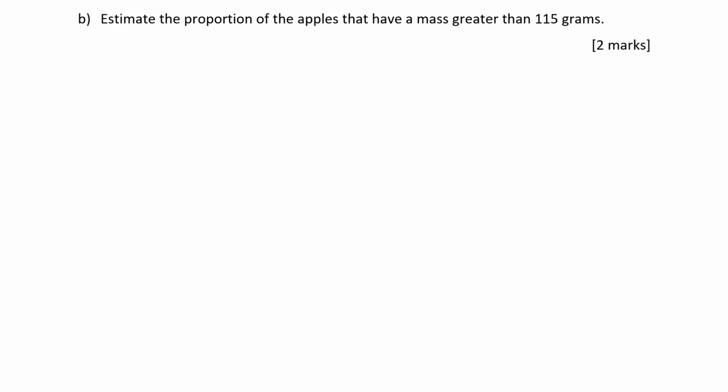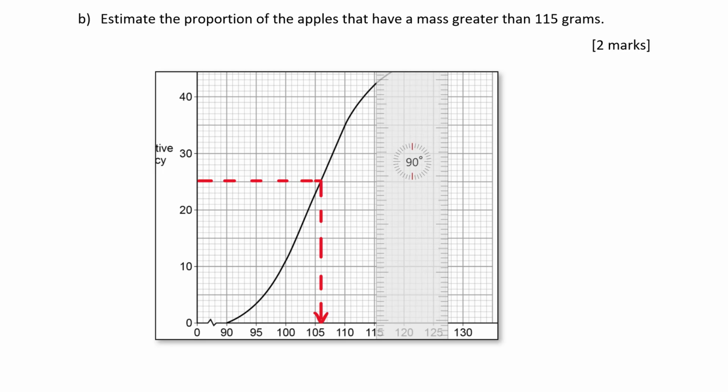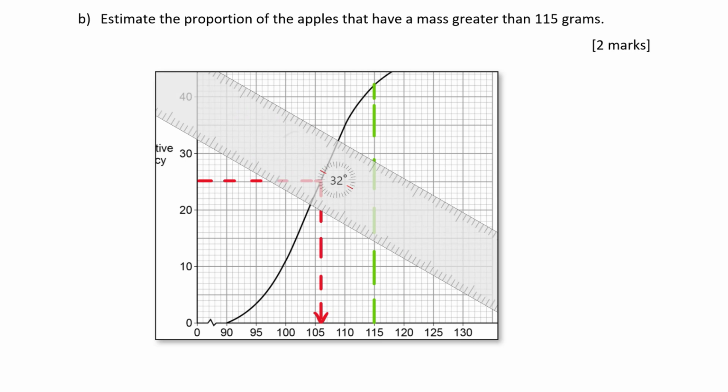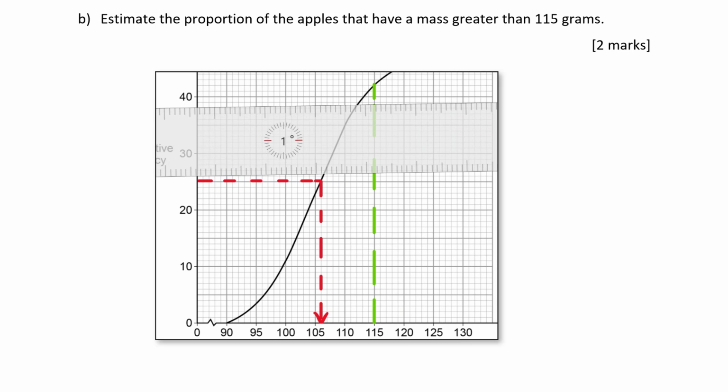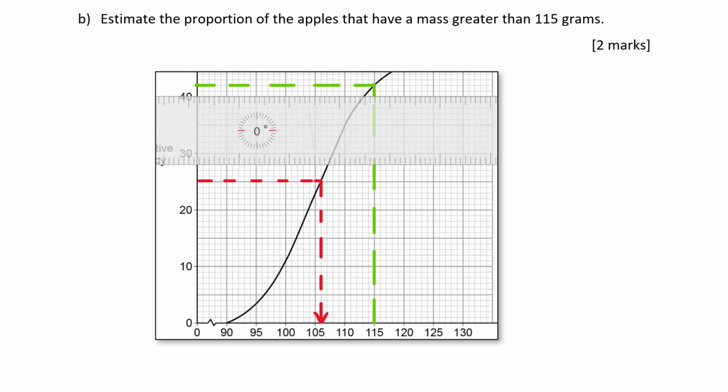Okay, so next part says estimate the proportion of apples that have a mass greater than 115 grams. So here we're going to use the graph the other way around. We can find 115 grams on the graph, and this time we're going to read up to the curve and across. So just going to switch color pens. So reading up from 115 up to the curve, switch directions, and then read over to the cumulative frequency scale. You can see that ends up there.